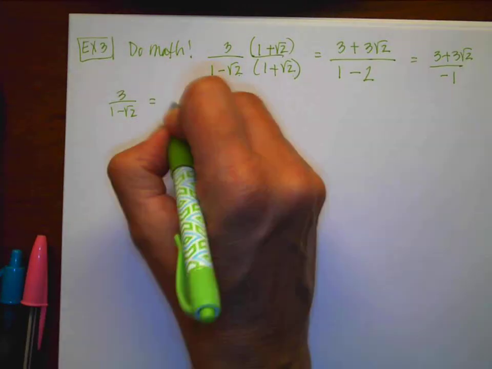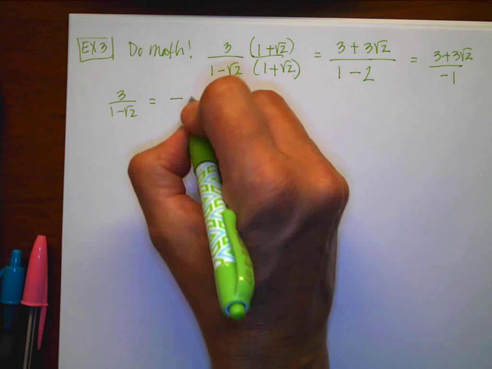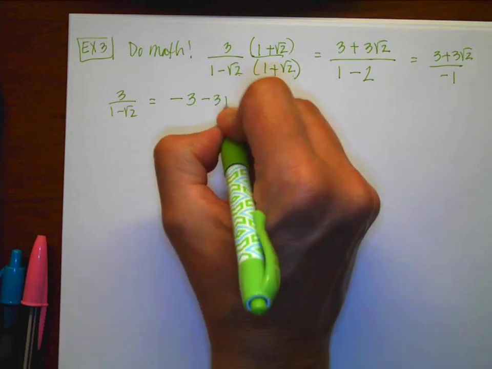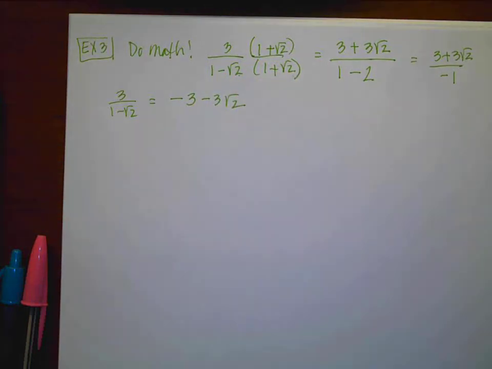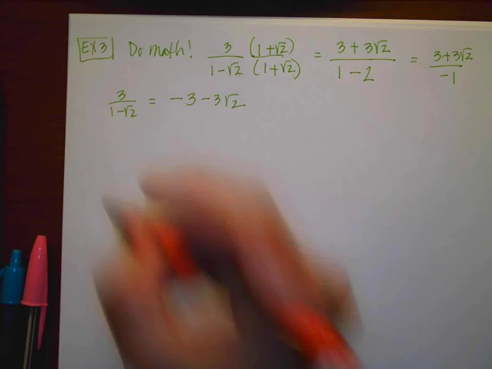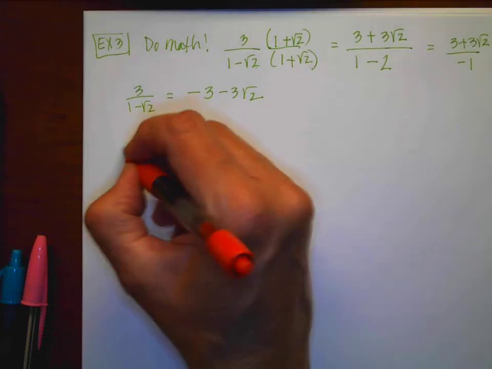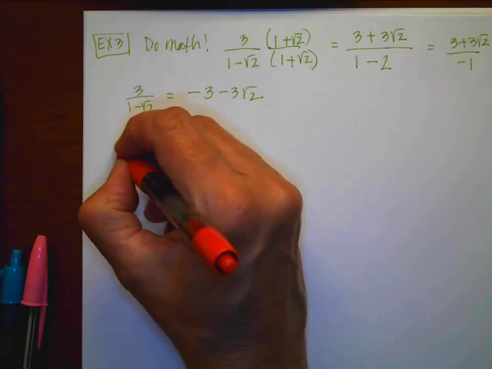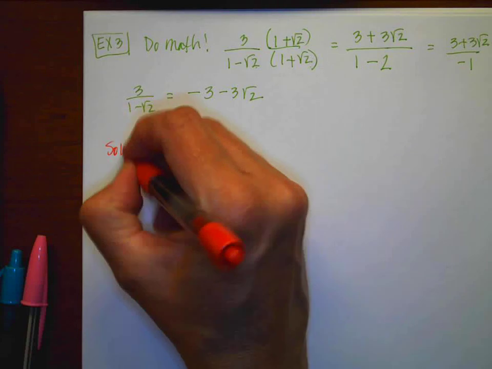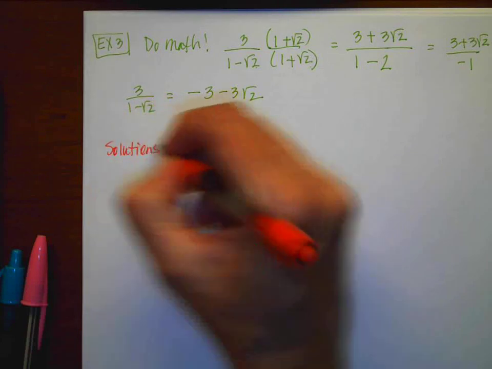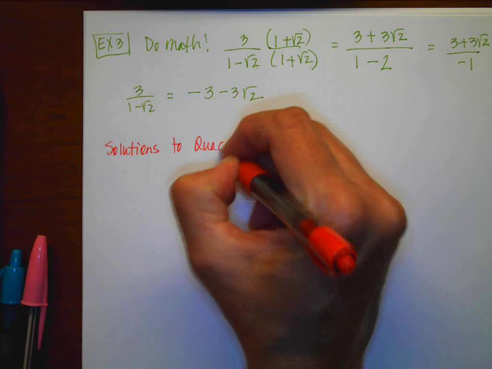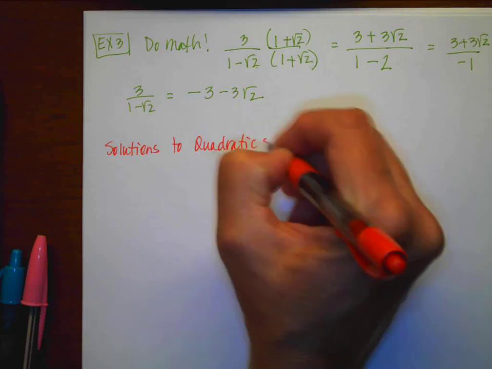And so we would write 3 over 1 minus radical 2 is equal to, I typically bring the negative to the top, negative 3 minus 3 radical 2. And then we're all done. So that was actually pretty simple. All right, so now we need to go to the logical conclusion. Why is this in this particular chapter? Let's talk about solutions to quadratics.